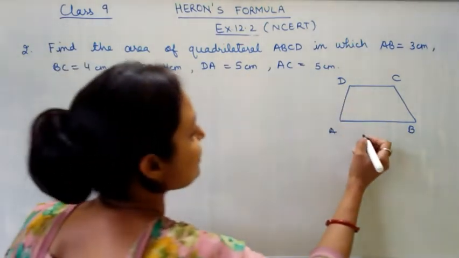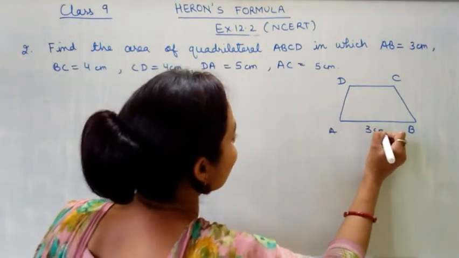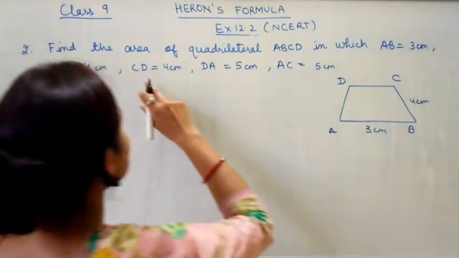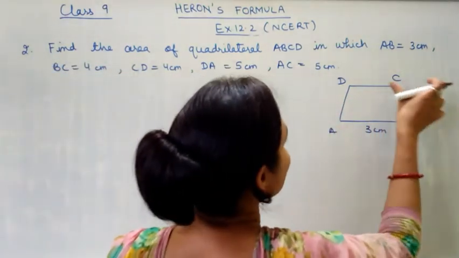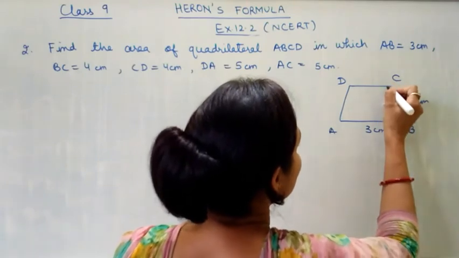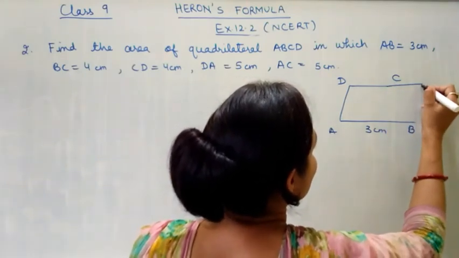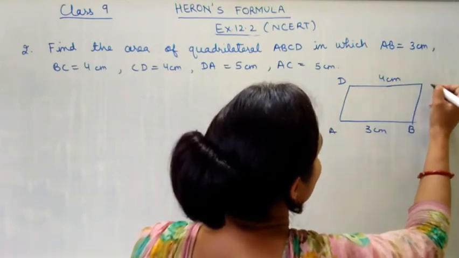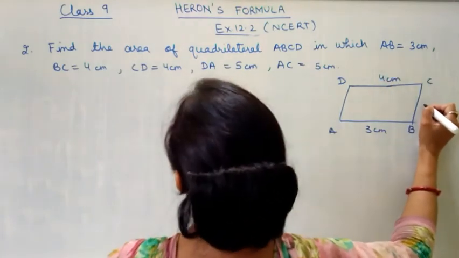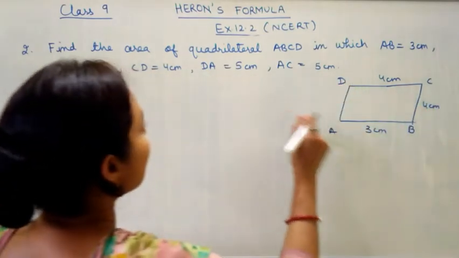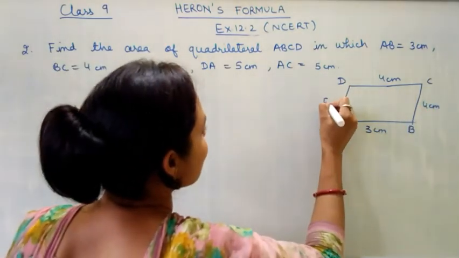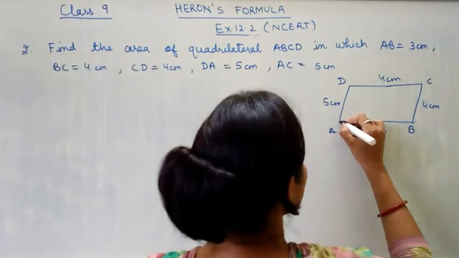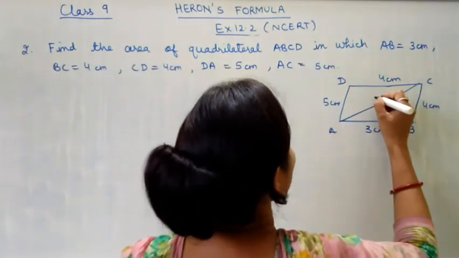AB is equal to 3 centimeter. BC is equal to 4 centimeter. And CD is equal to 4 centimeter. So I will take it as a large number like this, so that it becomes CD. This is CD and this is BC equal to 4 centimeter, and AD is equal to 5 centimeter. AC, that is this value, AC is equal to 5 centimeter.